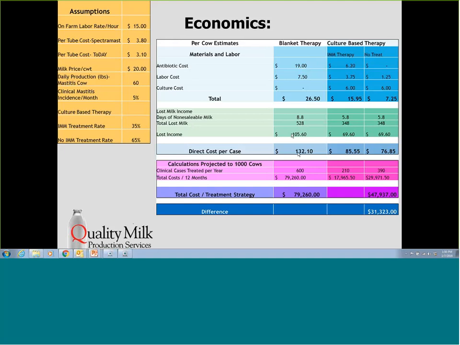Direct cost per case, $132 versus the average of 85 and 76, and we take this 35% and 65% here. So if we put that all out over a year per 1,000 cows, we're looking at about $79,000 here, $47,000 here, for a difference of about $31,000 upside for spending the $6 and getting the culture results. So per 1,000 cows, $30,000 upside, or $30 a cow.